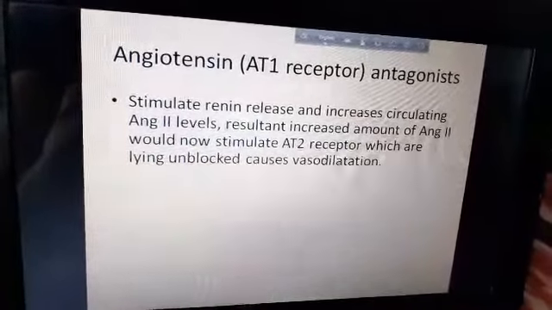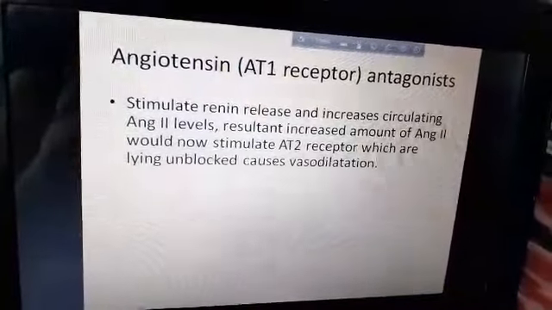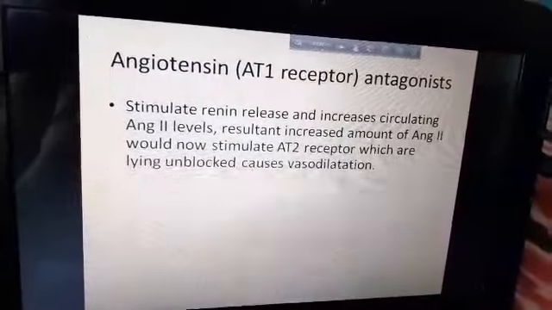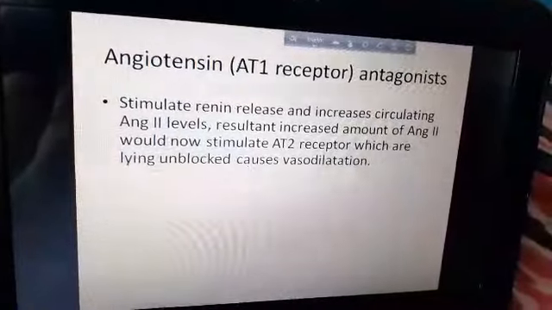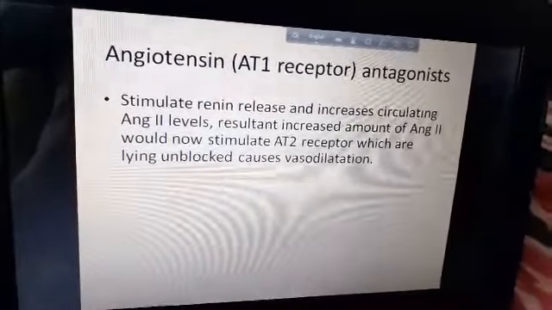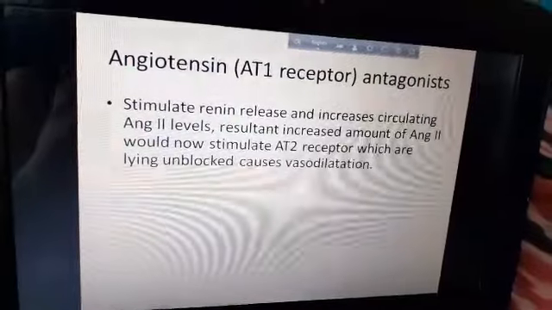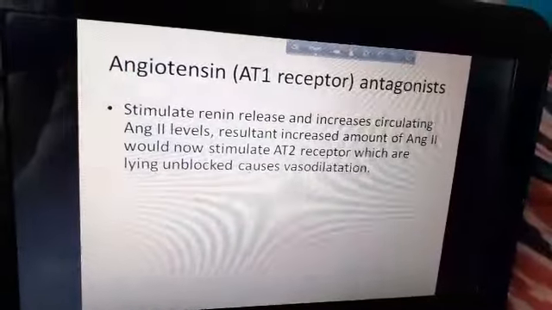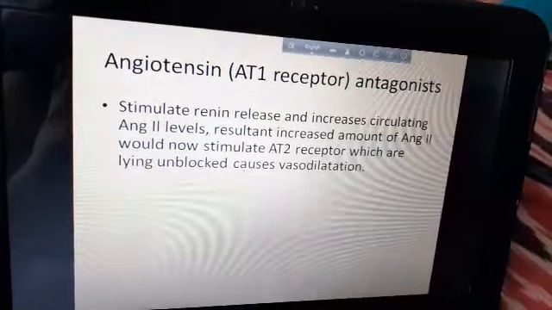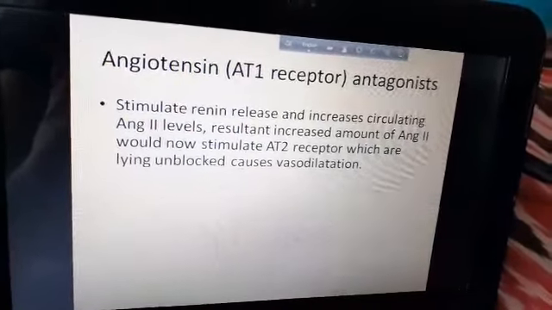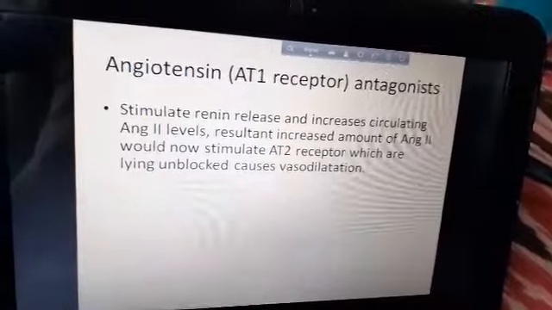Normally AT1 receptor activation will cause decreased renin release, but as the AT1 receptor is blocked, there is a reflex increase in renin release due to loss of this negative feedback. This renin will increase the level of angiotensin 1 and angiotensin 2, but this angiotensin 2 now sees that the AT1 receptor is blocked, so it will activate the AT2 receptor only, and that will cause vasodilation.